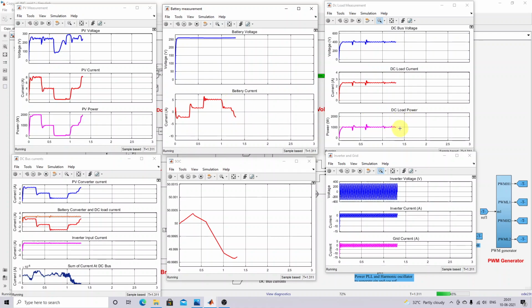And also you can see that now the DC load receives the power as well as the grid also receives the power. So now you can see that the SOC of the battery is increasing now.